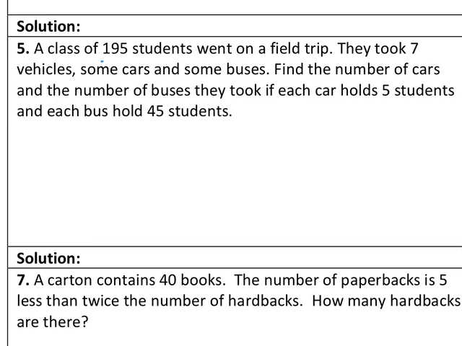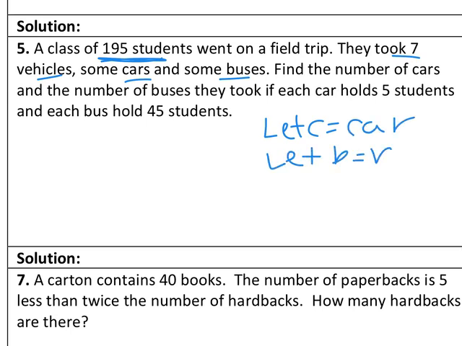Okay, a class of 195 students went on a field trip. They took 7 vehicles, some cars, some buses. Find the number of cars and the number of buses they took. Okay, so the two things that we're dealing with are cars and buses, so let's let C equal car, let B equal bus.